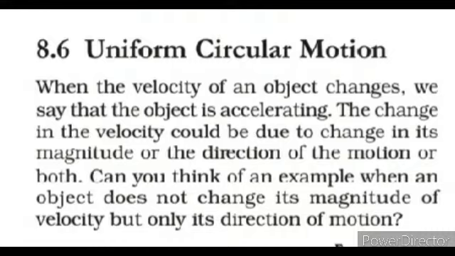Can you think of an example when an object does not change its magnitude of velocity but only the direction of motion? Well, this is all what we are going to do today: uniform circular motion. When the object moves in a circular path, this situation will arise. This question is very often asked in your exams also: the magnitude of the velocity will not change, only the direction changes. Is there any possibility for this? So yes, there is. Let's see how.